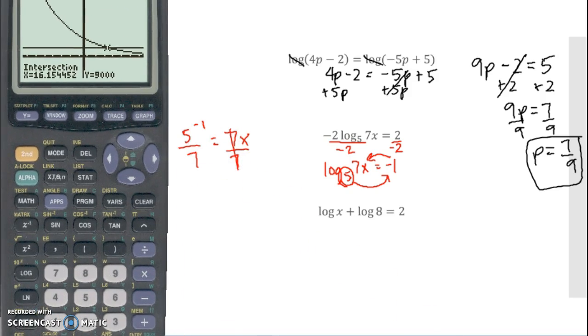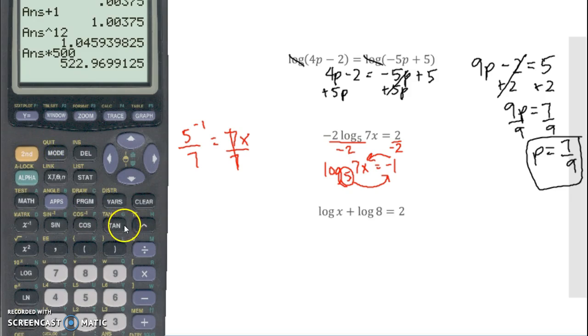So in the calculator, I'm going to get out of my graph here. I'm going to type in 5 caret negative 1 and then divide by 7. Alright, now it's going to give me a decimal. I want a fraction. Math, enter, 1 over 35.